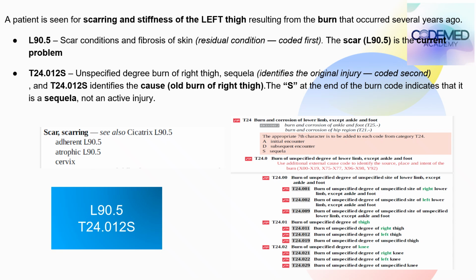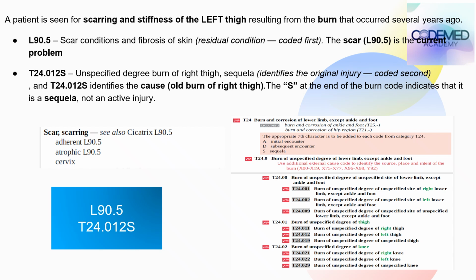A patient is seen for scarring and stiffness of the left eye resulting from the burn that occurred several years ago. Now, whenever you have the sequela question, the best thing is you ask, why did the patient come today? The patient came because of the scarring and stiffness of the left thigh. So that will be your first code. So L90.5, that is a scar condition, and fibrosis of the skin, that is a residual condition, which is coded first by the code, and because that's a current problem.